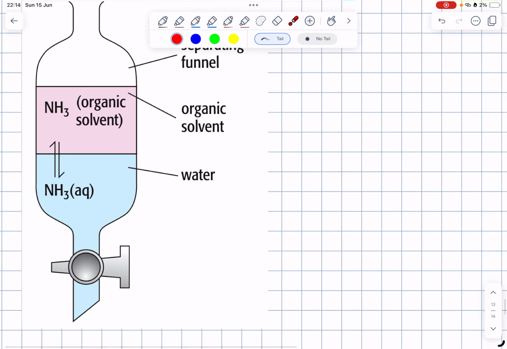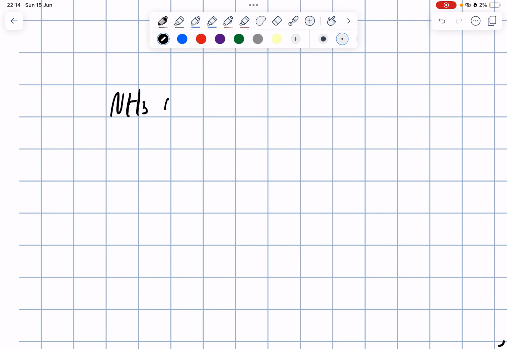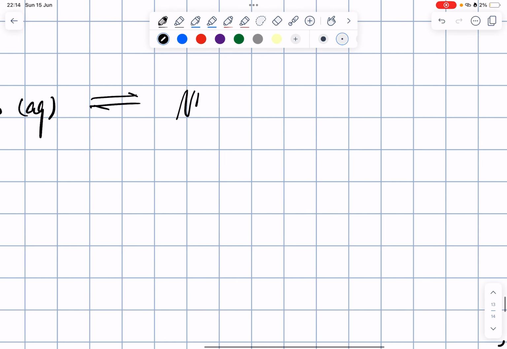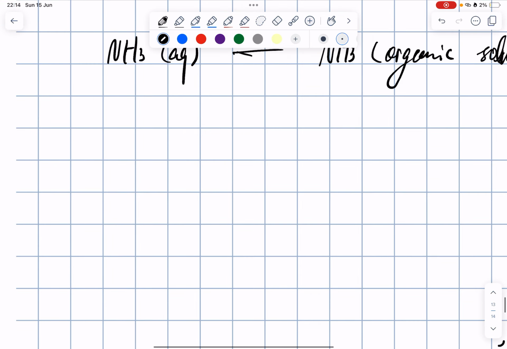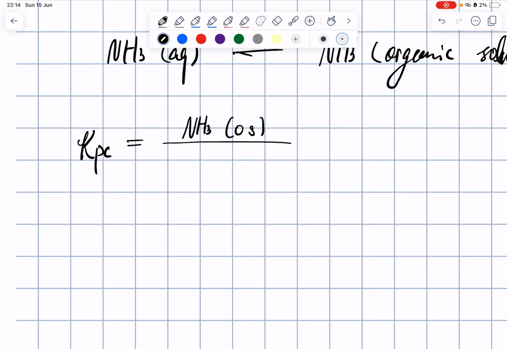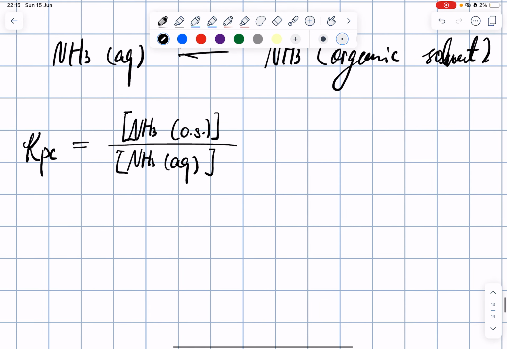We have ammonia dissolved in organic solvent and water as solvents. So there is actually an equilibrium established between these two solvents, and the equilibrium is NH3(aq) turns into and turns back to NH3 in organic solvent. Similarly, we can say that the constant Kc, or in this case we're calling it Kpc, which means partition coefficient, equals [NH3 organic solvent], for short OS, over [NH3 aq]. Don't forget brackets, that's important. So we are getting this.